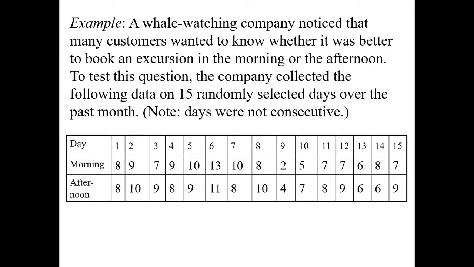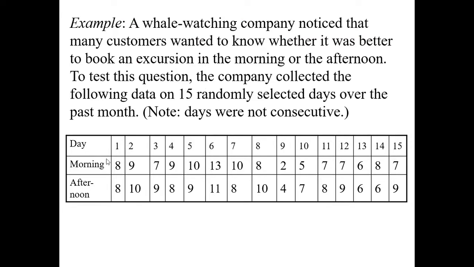Okay. So here's an example we'll work through together, and I'll justify why it's matched pairs. Sorry, this box for the Zoom session is in the way. So a whale watching company noticed that many customers want to know whether it was better to book an excursion in the morning or in the afternoon. To test the question, the company collects the following data on 15 randomly selected days over the past month. Note that the days are not consecutive. Okay, so we've got, let me move this thing again. Sorry, I'm going to have to keep doing this.